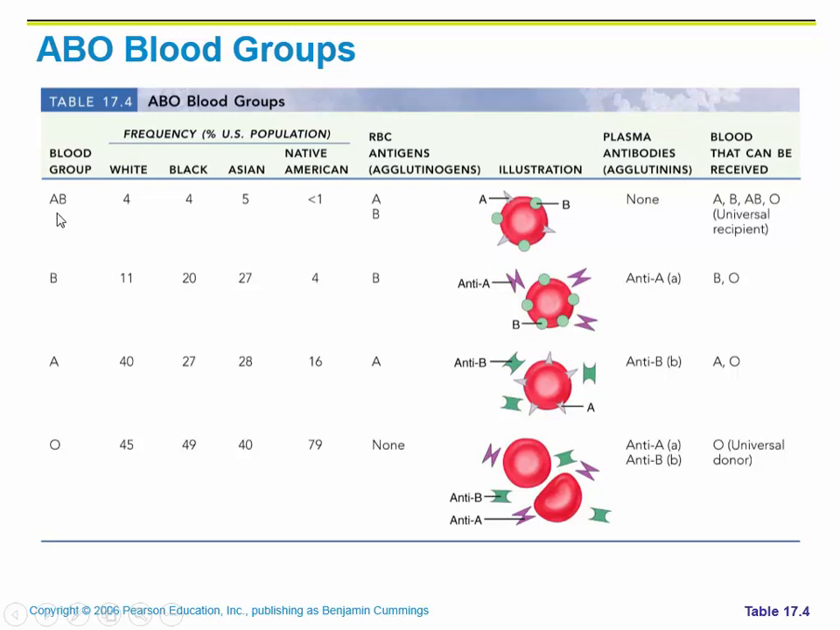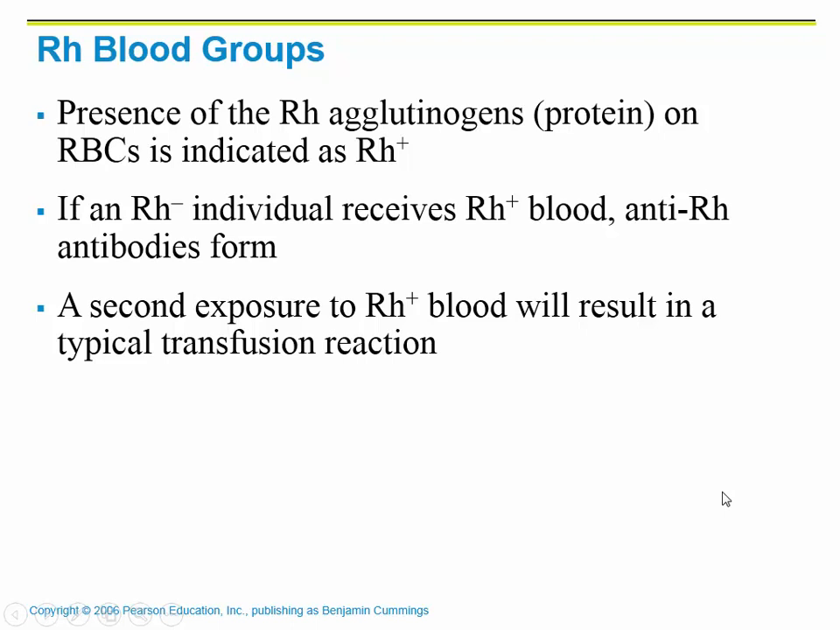AB blood is considered to be the universal recipient, meaning it can get all the different blood types, and O is the universal donor.